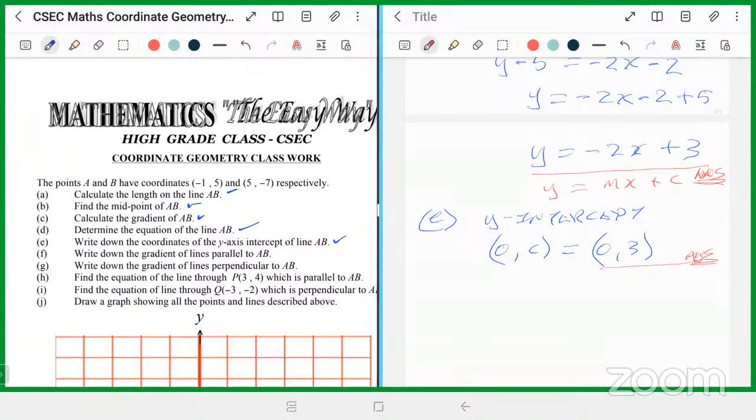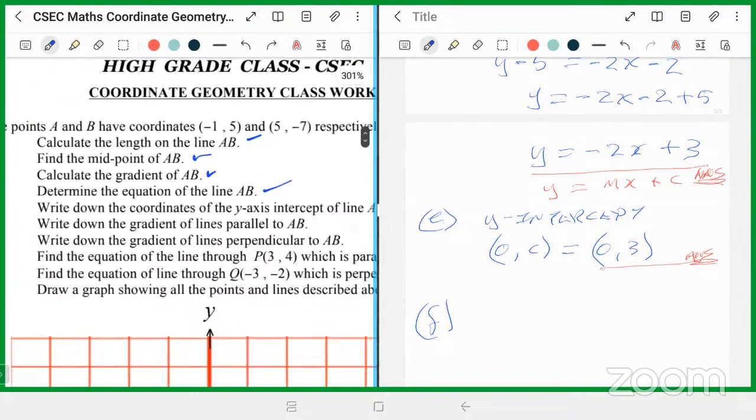Then we're moving on to part F. And part F is a write-down question, meaning no calculation is needed. It says, write down the gradient of lines that are parallel to AB. What you must know is that parallel lines have the same gradient. So lines that are parallel to AB will have the same gradient as AB. Parallel lines have the same gradient.